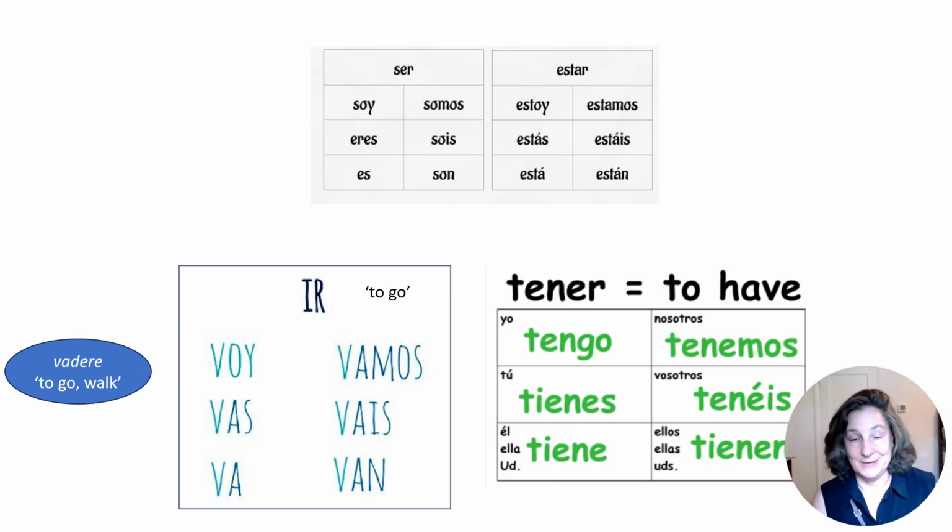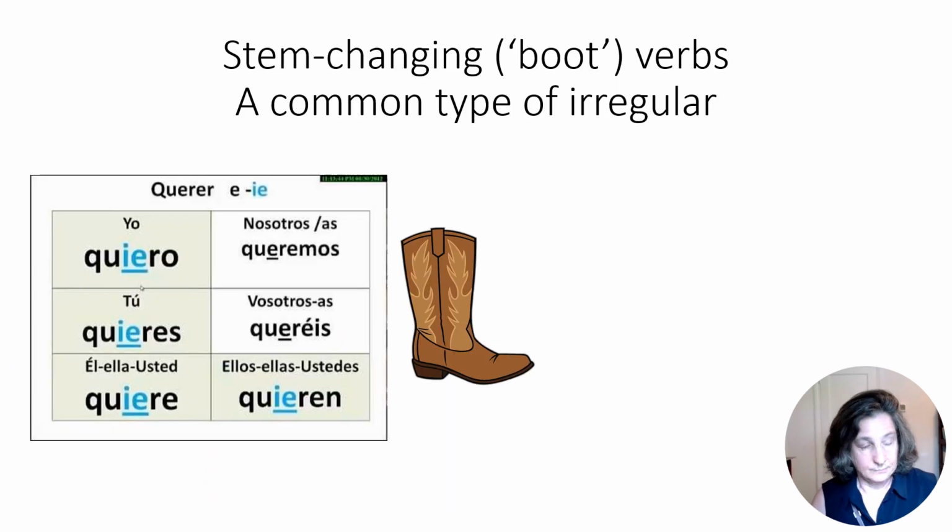Another common irregular is the verb tener, to have, and you can see that go in the yo form. There's a lot of go verbs in Spanish. You also see the change from tengo, tienes, tiene, etc. This means that tener is an example of a very common verb pattern in Spanish, which is stem-changing verbs or boot verbs.